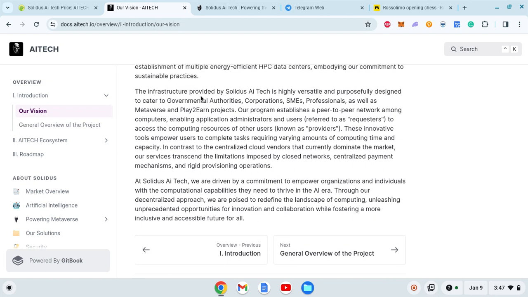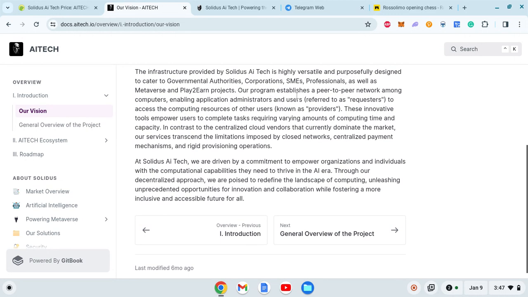Let's go ahead now. The infrastructure provided by Solidus AI Tech is highly versatile and purposefully designed to cater to governmental authorities, corporations, SMEs, professionals, as well as metaverse and play to earn projects. Our program establishes a peer-to-peer network among computers, enabling application administrators and users to access the computing resources of other users known as providers.